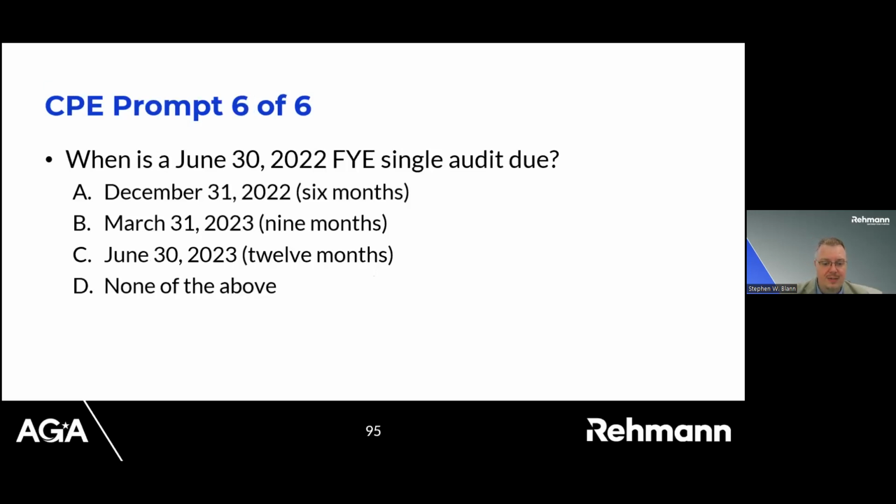So here's our final CPE question, just to see if you've been awake the last 20 seconds. When would a June 30, 2022 fiscal year end single audit be due? Would it be due December of this year, 6 months after the year end, March of next year, 9 months after the year end, June of next year, 12 months after the year end, or none of those? When would it be due?